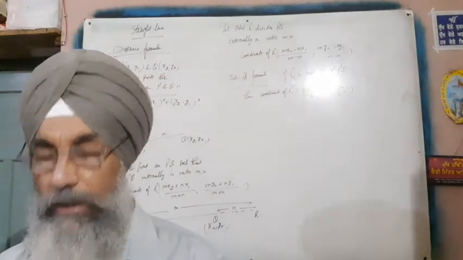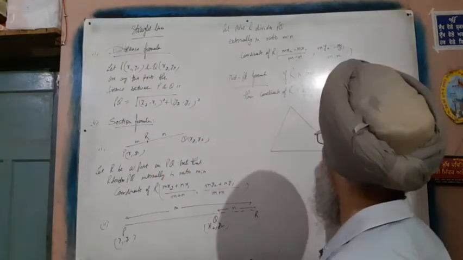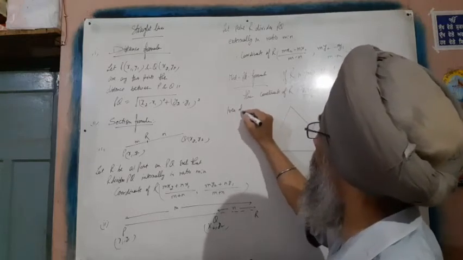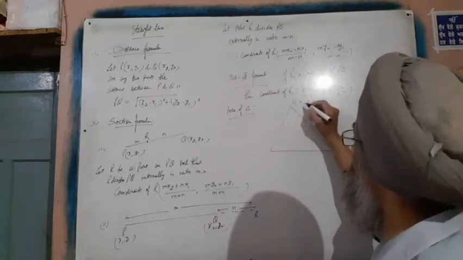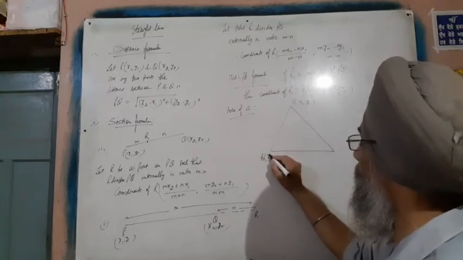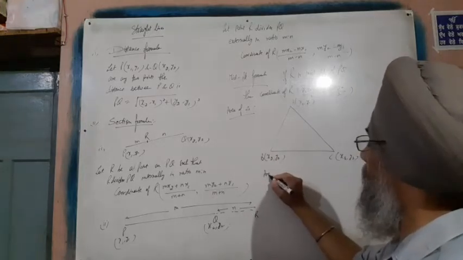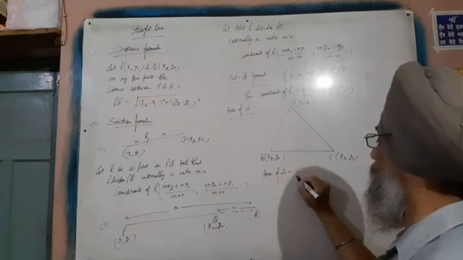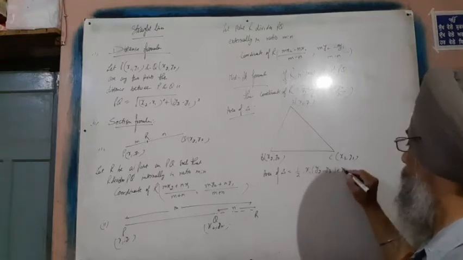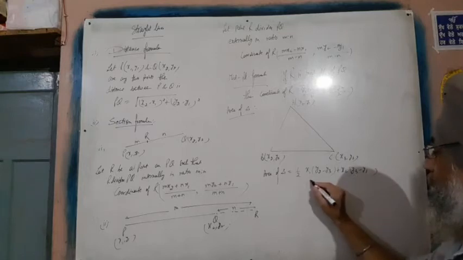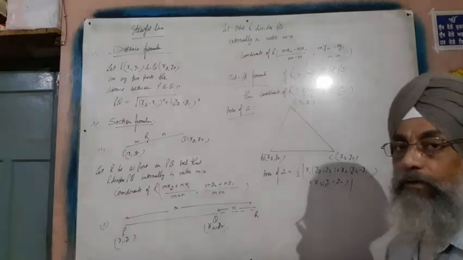Moreover, you have read about the area of the triangle. Let ABC be a triangle with vertices A (x1, y1), B (x2, y2), C (x3, y3). The area of the triangle is equal to half of the modulus of x1 (y2 minus y3) plus x2 (y3 minus y1) plus x3 (y1 minus y2). That's the area of a triangle.